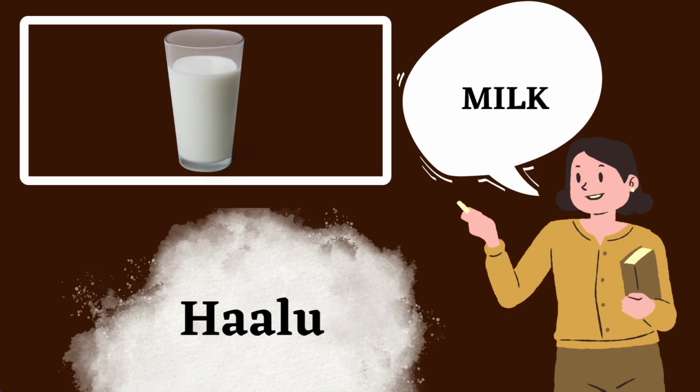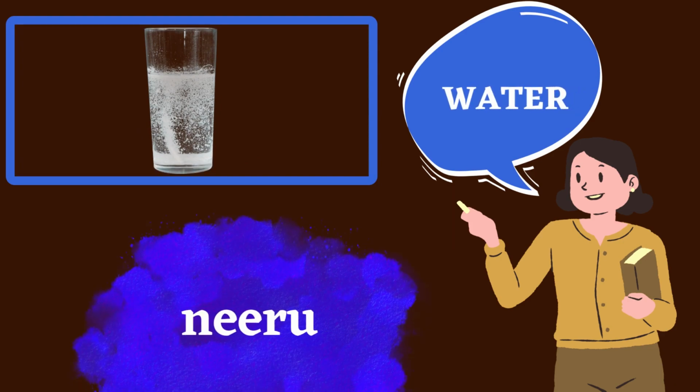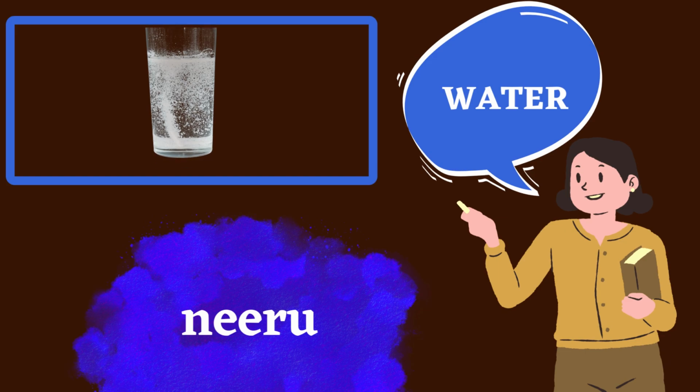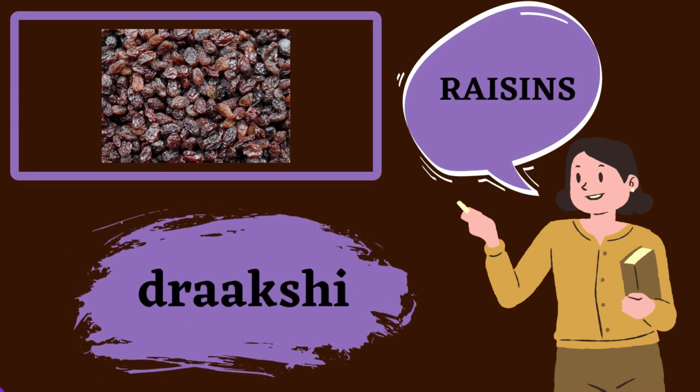Milk is halu. For example, ಒಂದು glass halu, which translates to 1 cup of milk. Next, water. Water is ನೀರು. Cashew. Cashew is ಗೋಡಂಬಿ. For example, ಐದು ಗೋಡಂಬಿಗಳು. This means 5 cashews. Moving on, raisins.